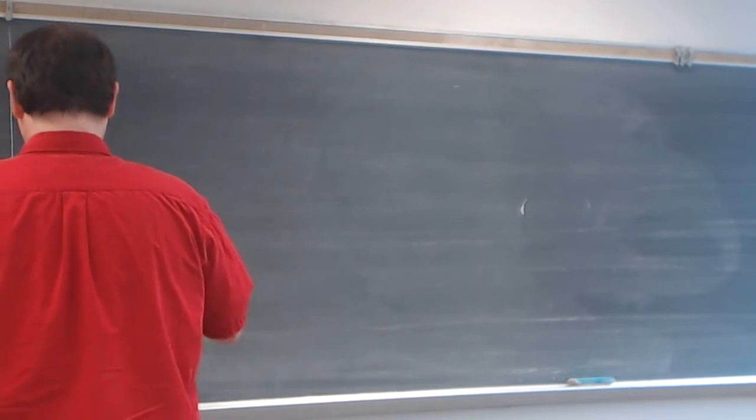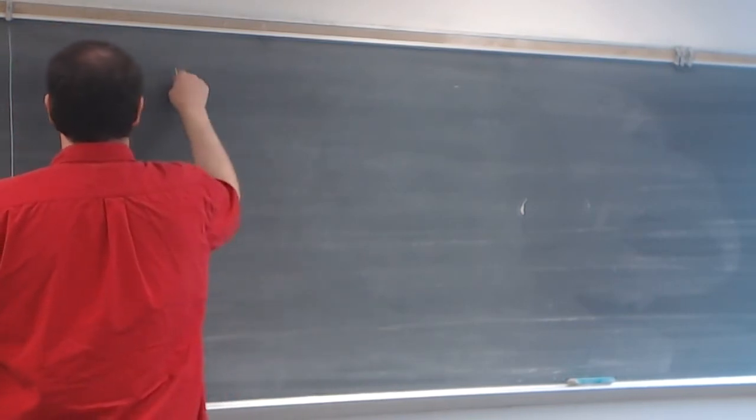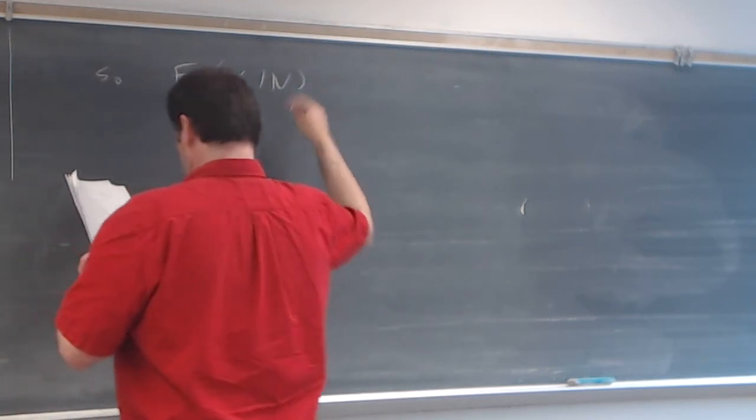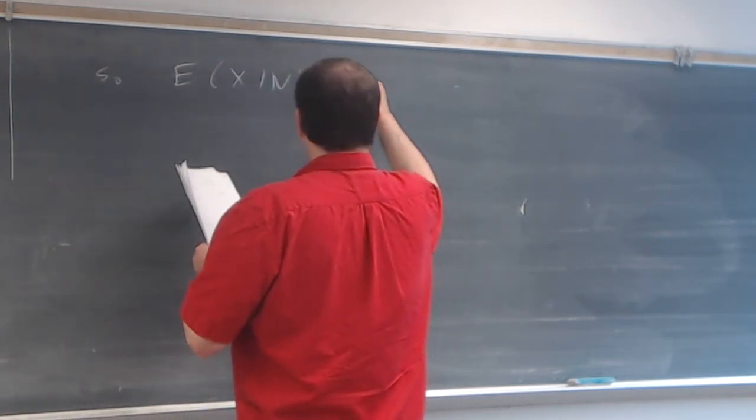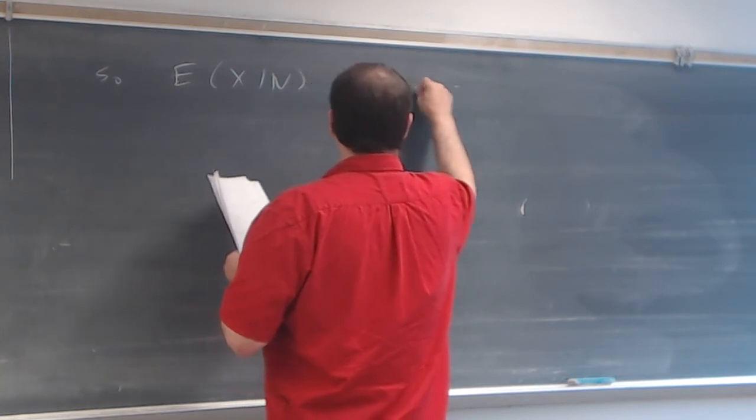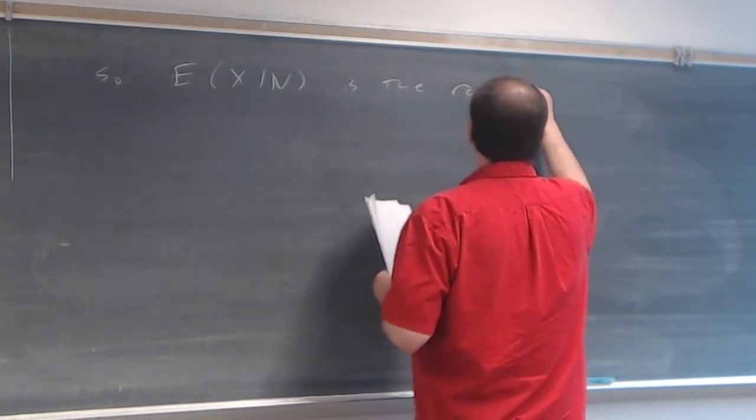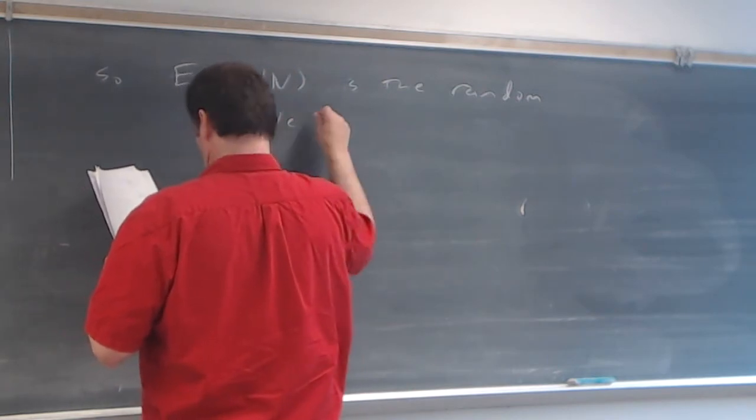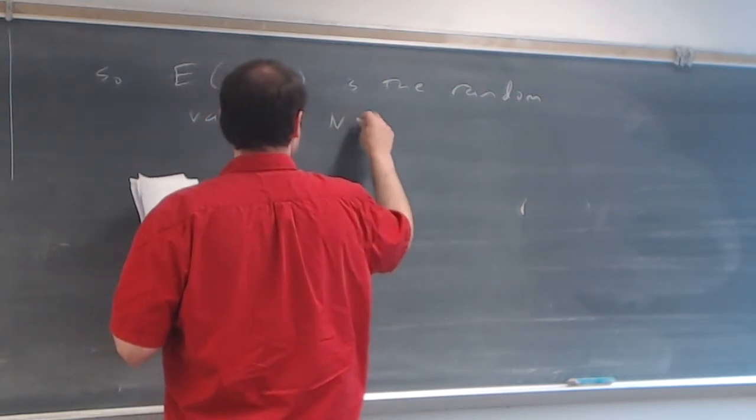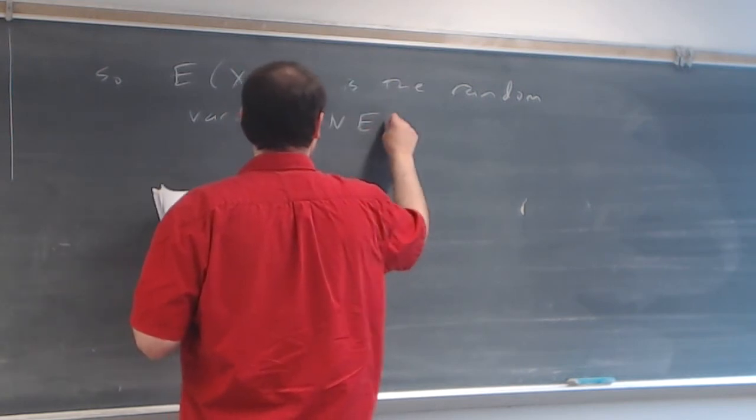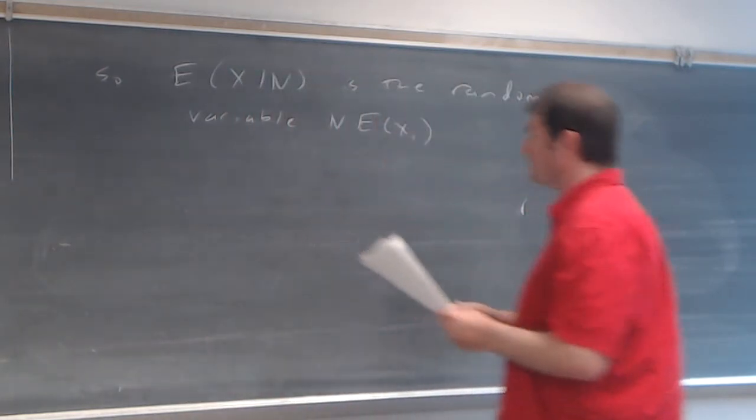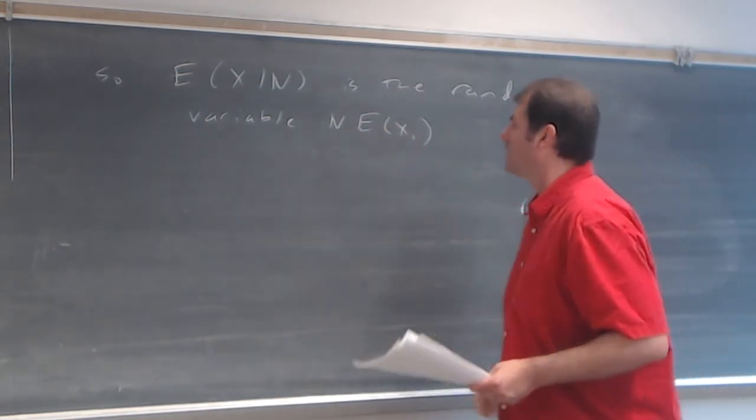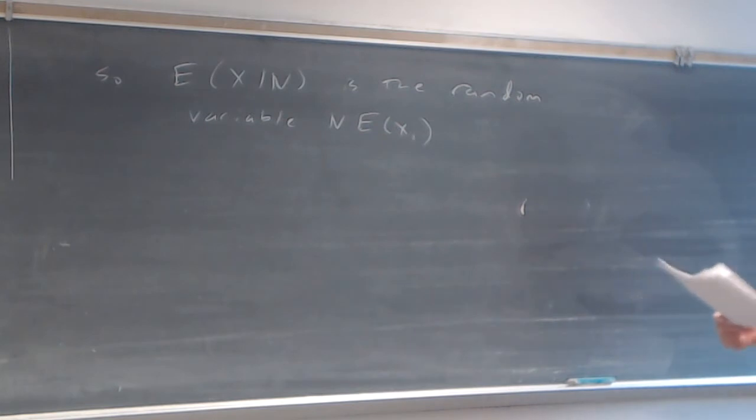So as a comment, this tells us that the conditional expected value of x given N is the random variable N times the expected value of x sub 1. That's what we have. Okay? So this expected value of x sub 1 is a constant. Here, the N is the variable.